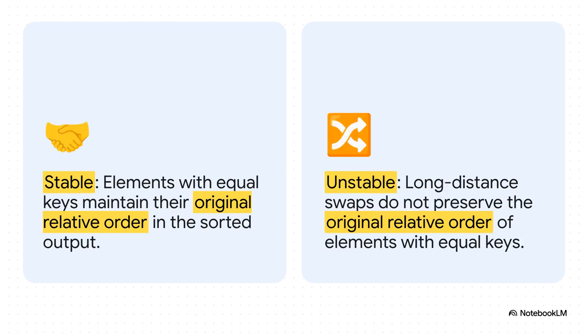Now for a really critical distinction, stability. A stable sort is one that promises to keep the original order of items that have equal values. So imagine you're sorting a spreadsheet, first by city and then by name. A stable sort on name won't mess up your original city groupings. MergeSort is stable by its very design. Quicksort, with all its long-distance swapping, nope, it's unstable. And for some applications, that can be an absolute deal-breaker.